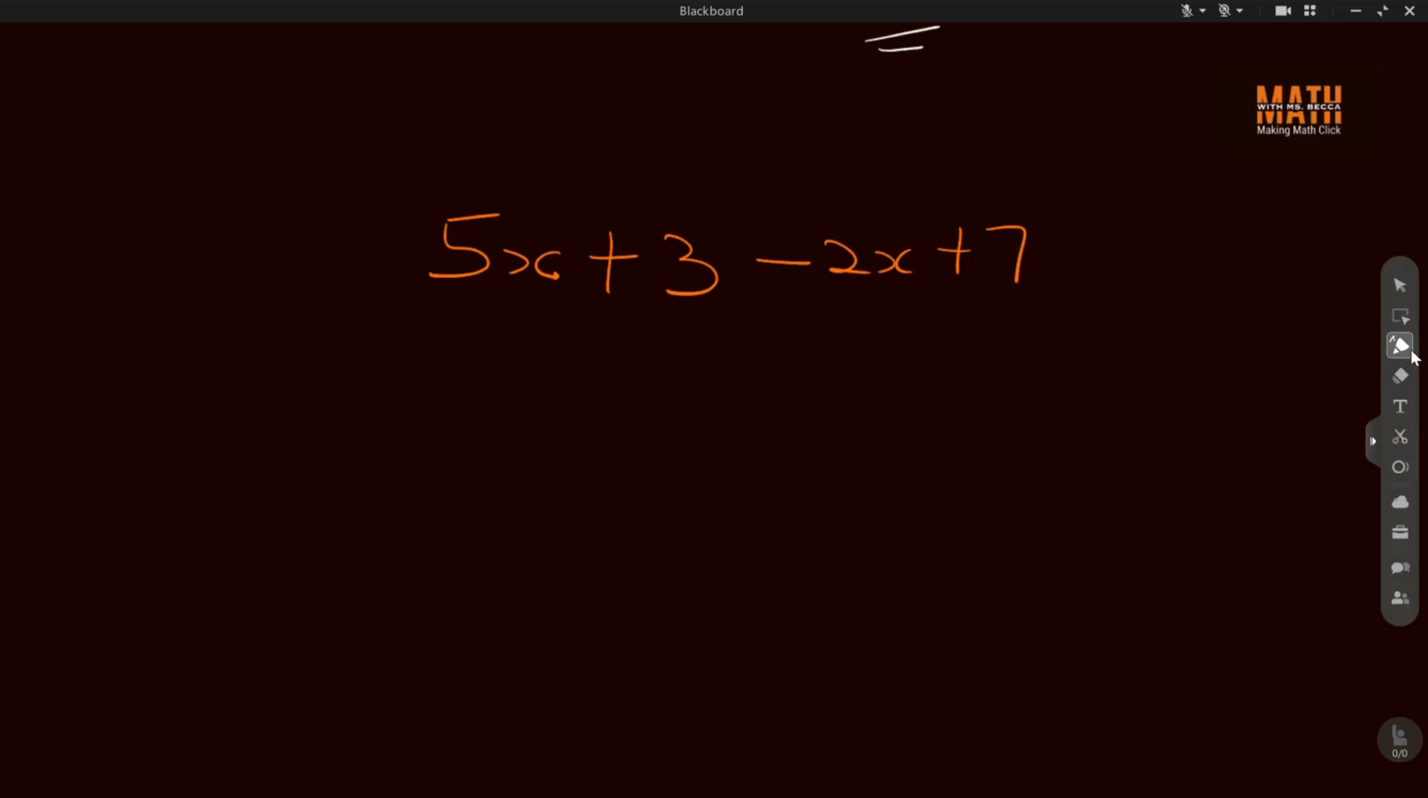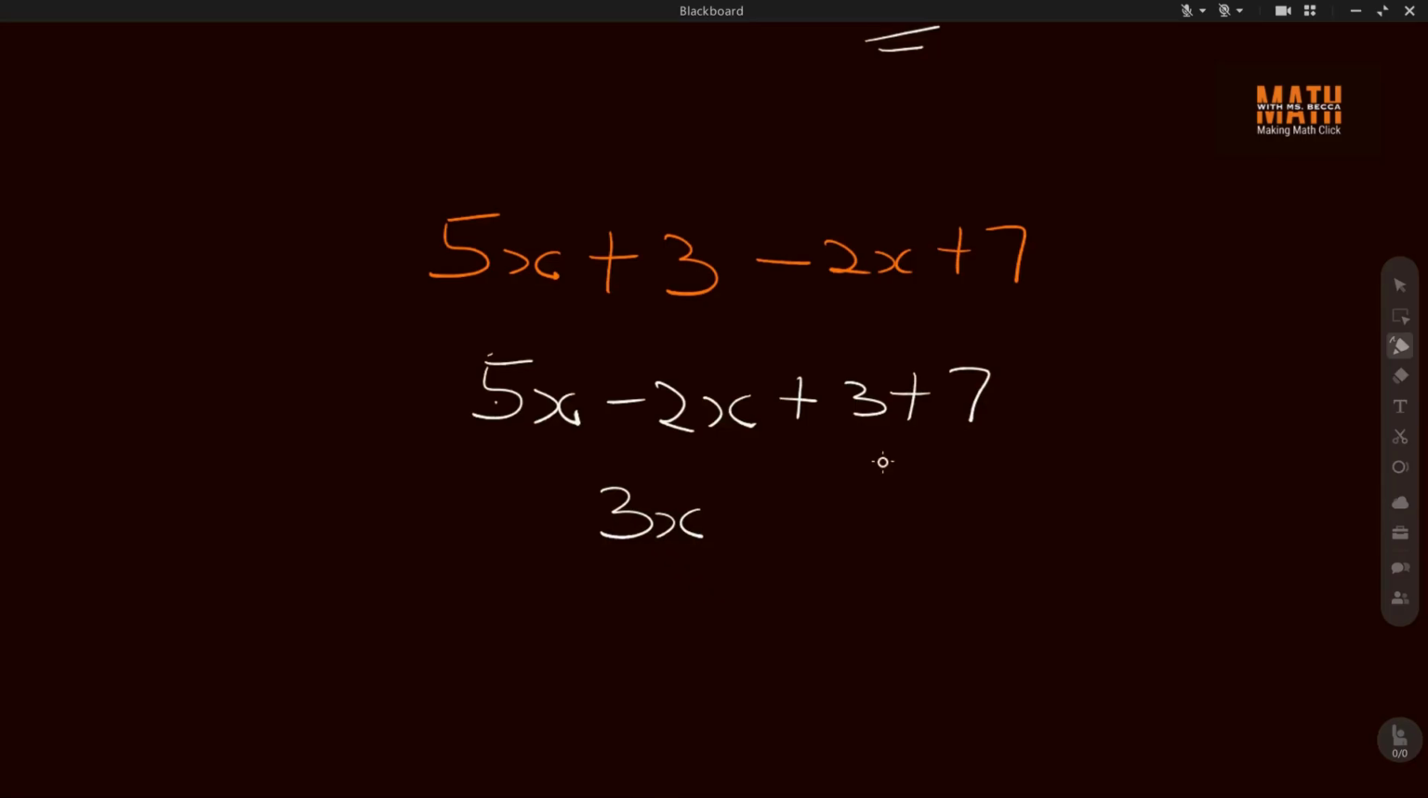So we group the like terms such that we bring 5x minus 2x together, then we have plus 3 plus 7. 5 minus 2 gives 3, so this gives 3x, then 3 plus 7 gives 10. So the answer to this is 3x plus 10. Did you get it? The key is that you group the numbers with numbers and then you group the variables with variables, then you can simplify.